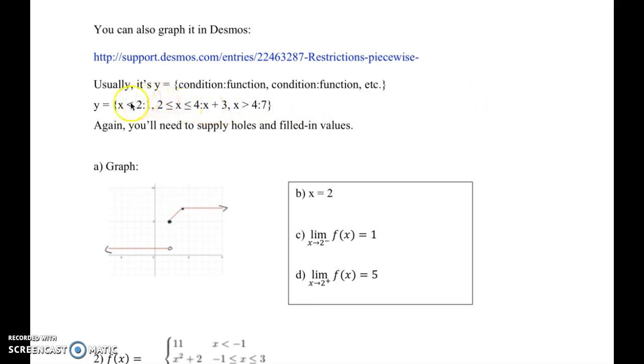The same code applies with the graphing calculator, but it looks slightly different so that you can get those values. Again, you'll need to supply any holes or filled in values just like I did on the graph here. Now, remember that Desmos is also available on your phone and mobile devices, so feel free to download the app to do some graphing and test it out.